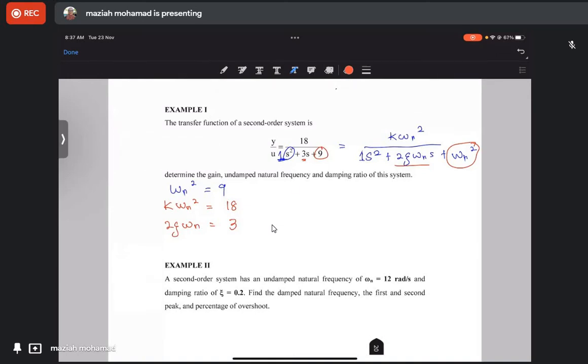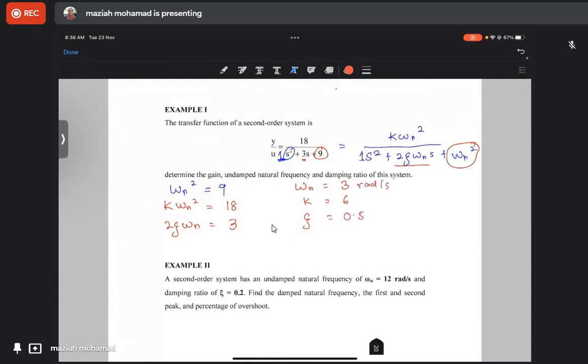Therefore omega n here is equal to 3. Then k will be equal to 18 divided by 3, which is 6. And zeta will be equal to 3 divided by 3 divided by 2, which is 0.5. This is k, and this is 3 radian per second.